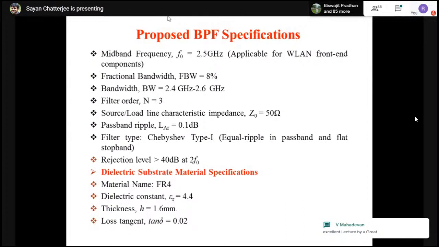So it means we are not taking into account the loss, because the dielectric constant is 4.4 and the loss tangent is 0.02. So this is our basic harmonic hairpin line filter. We all know it contains a hairpin, one U direction and then the reverse direction, and these are certain couplings, and these couplings are hybrid couplings.